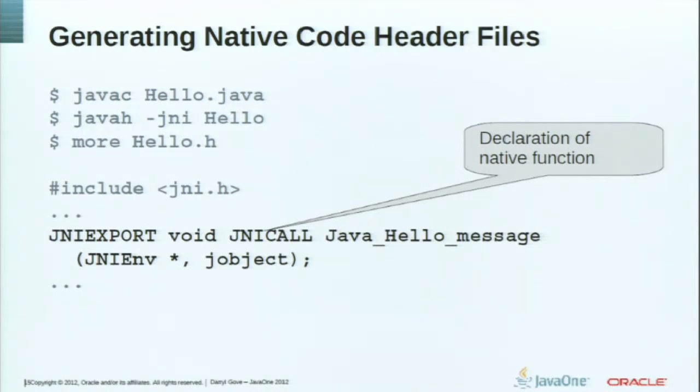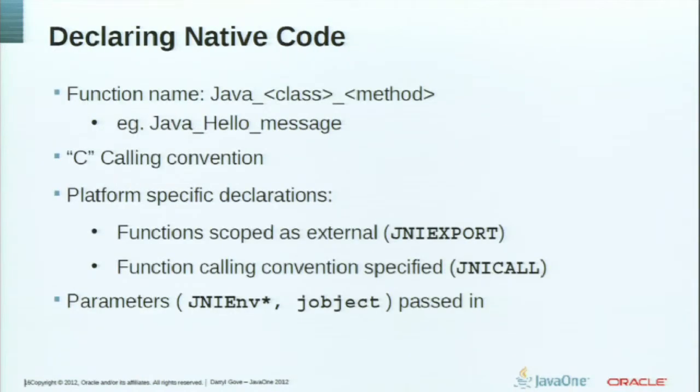So you notice it's got lots of decoration there. And we'll talk about some of that. So the first thing to note, if you're looking at this from the native code perspective, the function name is Java, your class, your object, and then your method, all concatenated together. So this is Java hello message. And that's the way that the classes and the methods are named.